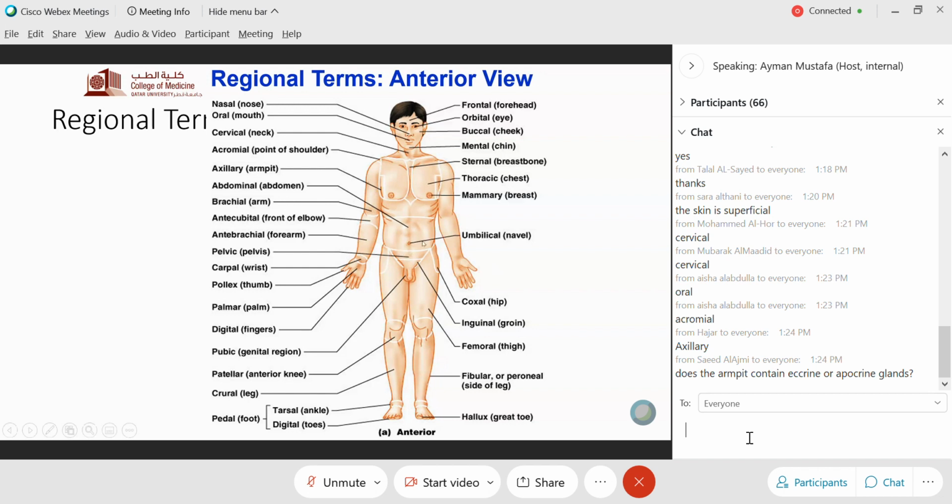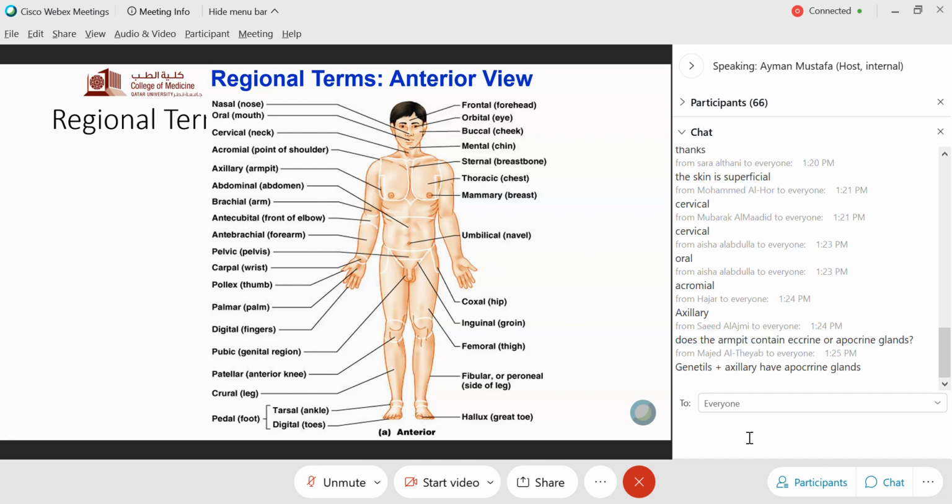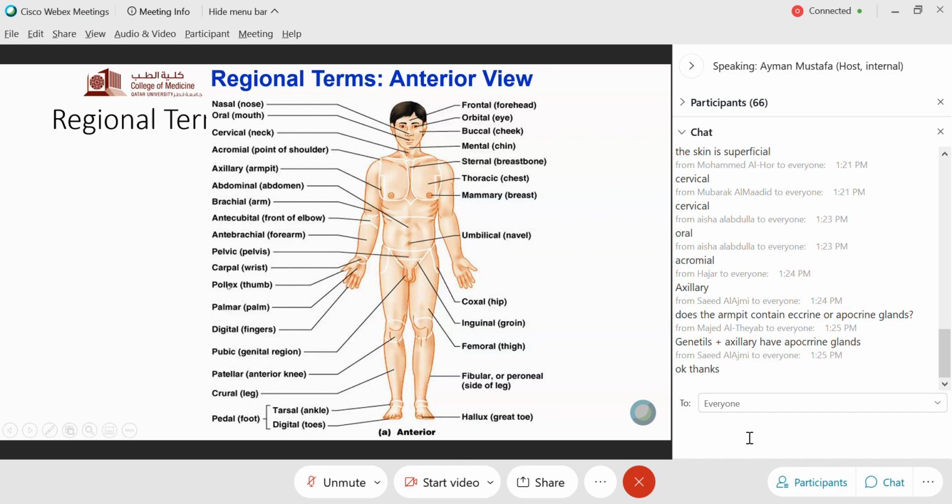When we want to describe the area of the pelvis, we use the term pelvic. Some terms are easy, they are matched, sometimes they are not. So pelvic nerves, for example. The area of the wrist, we call carpal. So the bones in the wrist, what do I call them? I don't call them wrist bones, I call them carpal bones. What about your thumb? We call it pollex. What about the anterior surface of your hand? We call it palmar. Your fingers, we call digital.